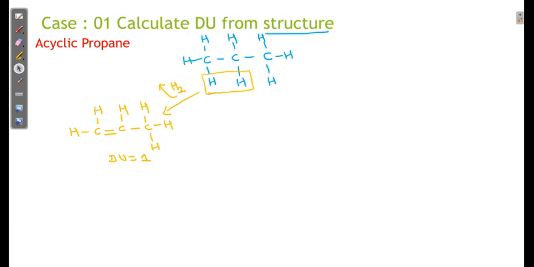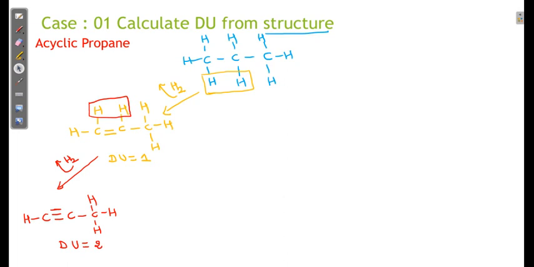Let us go ahead and see one more example. It is also possible that we can remove these 2 hydrogens. After removing these 2 hydrogen atoms, or hydrogen molecule, what structure are we getting? We are getting a structure like this. After removing this hydrogen molecule, the structure would be like this. So the DU of this compound is 2.